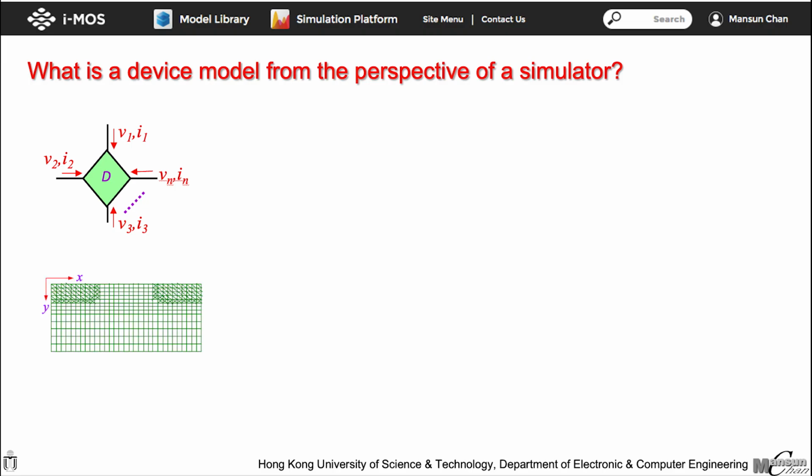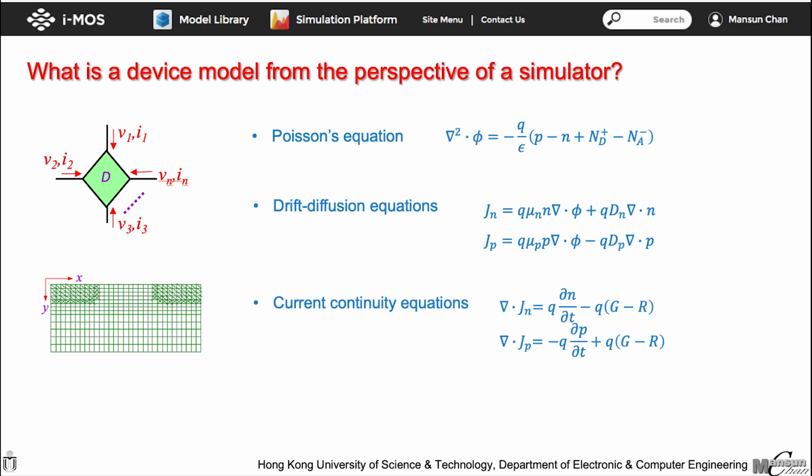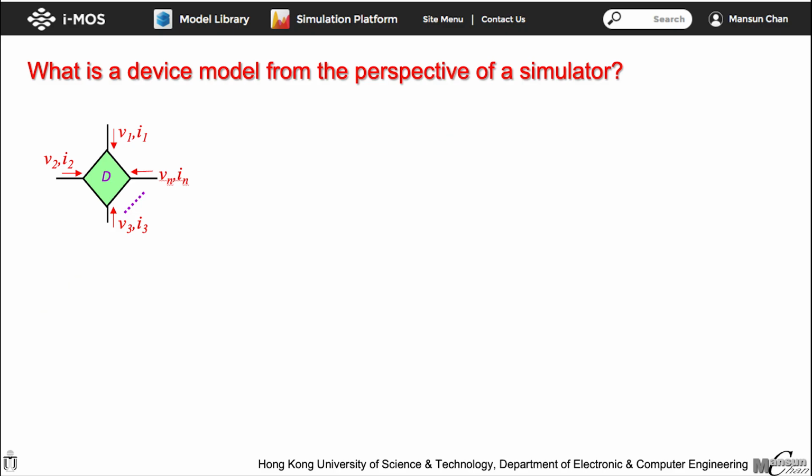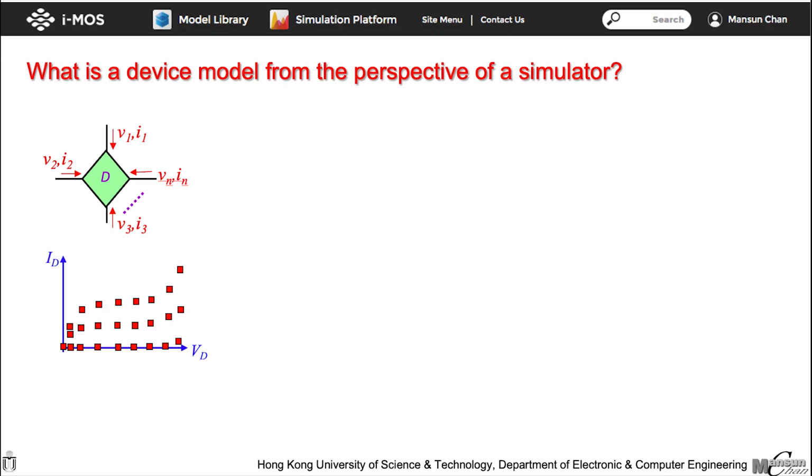These TCAD models predict the current-voltage relation by directly solving the Poisson's equation, drift diffusion equation, and continuity equations, which are differential equations governing the electrostatic and carrier transports in the device. However, this kind of model takes a long time to generate a data point, and is not very practical even for some medium-scale circuits.